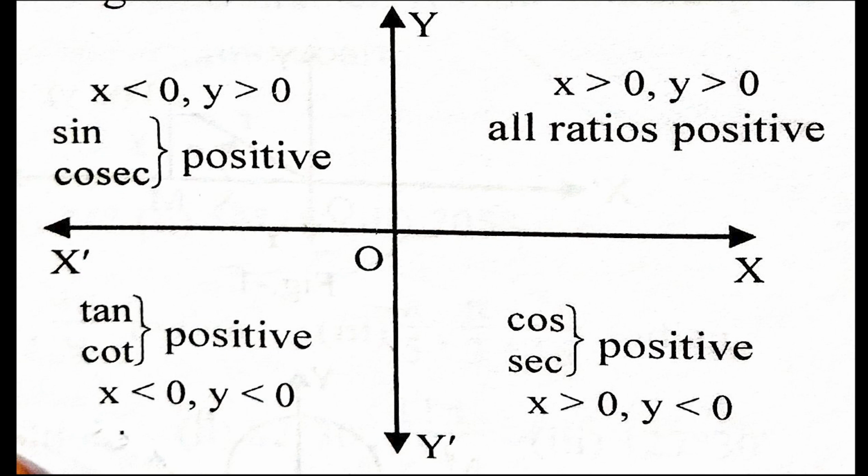In short form, you can memorize it: all sine, tan, cos, or all students take care. First quadrant, second quadrant, third quadrant, fourth quadrant. You must go in anti-clockwise.